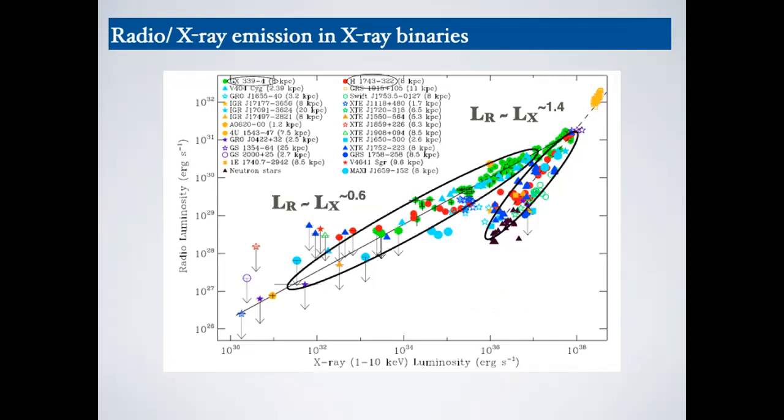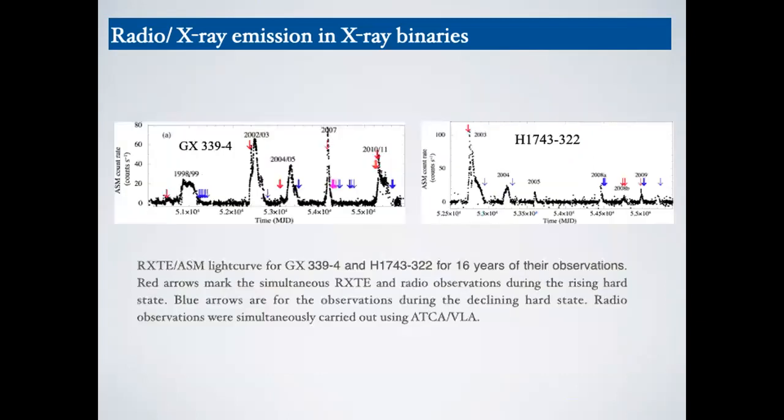Now, if you look closely at these two tracks, you will see two sources dominating these two correlations. The green one is GX339-4. This is a stellar mass black hole X-ray binary system which has gone into multiple outbursts in the past 20 years of observations. It is the prototype of the standard track. And the other one, the prototype of the outlier track, is H1743-322.